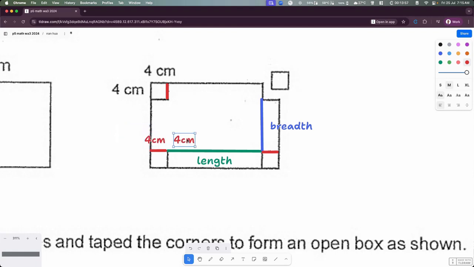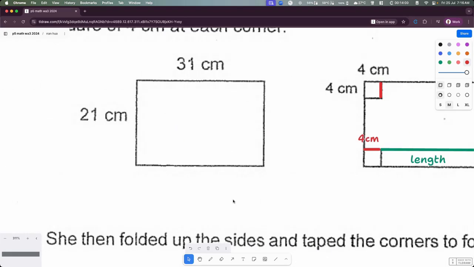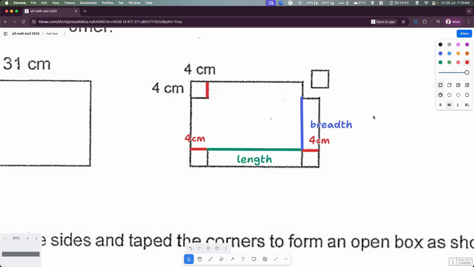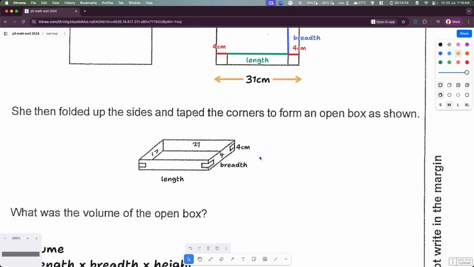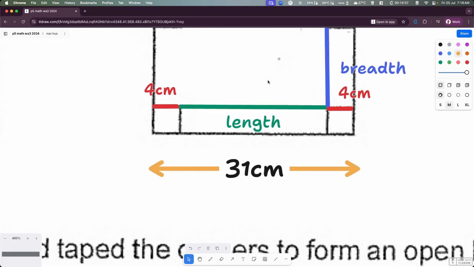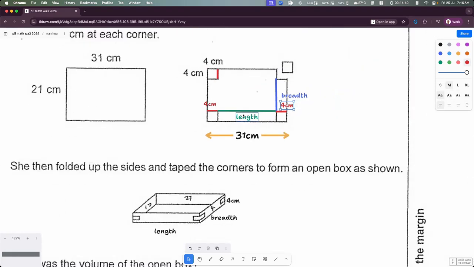So we have 4 centimeters, 4 centimeters, and we also know that the length of the rectangle, which is the whole thing over here. Let me make it into another color. Maybe this. So this whole thing, this whole rectangle itself, is 31 centimeters. So to get the length of the open box, what we basically do is minus 31 with 4 and 4.